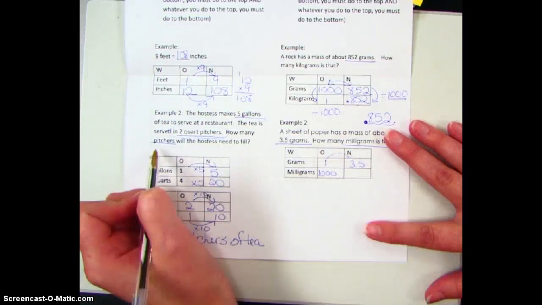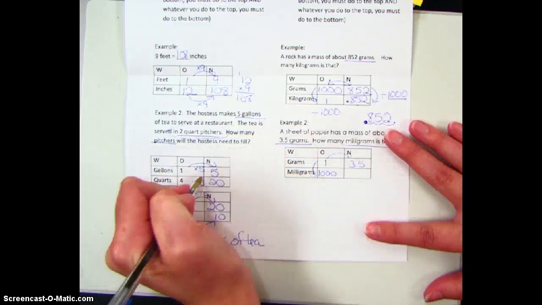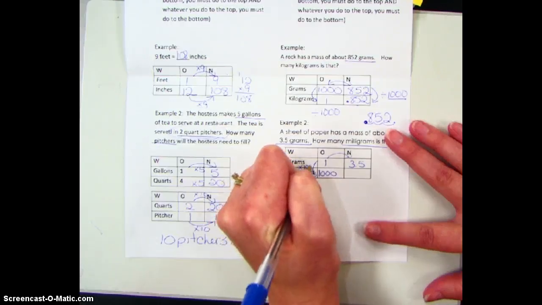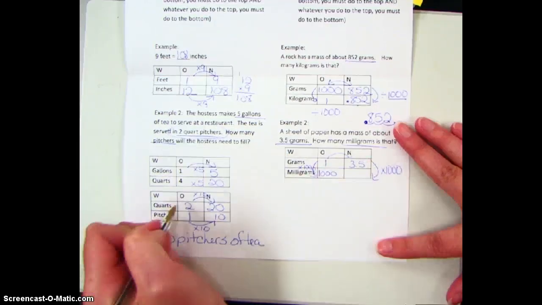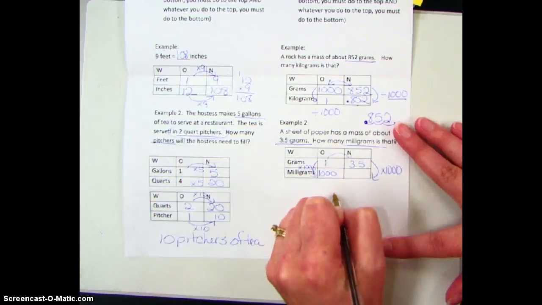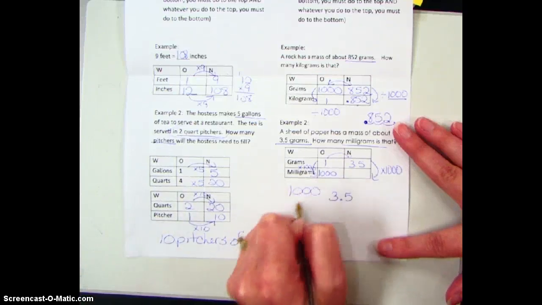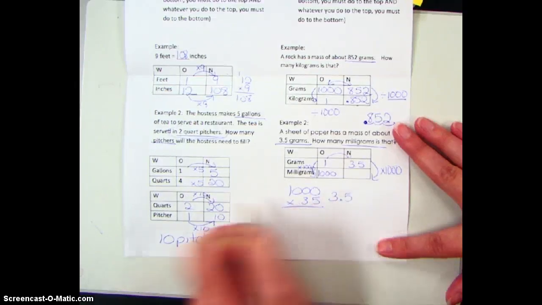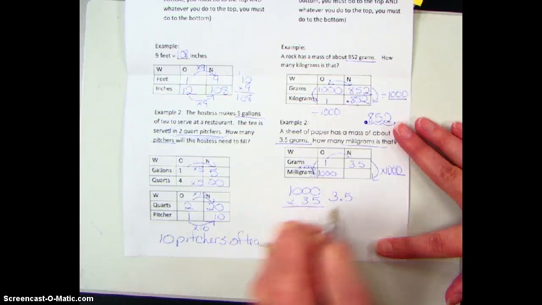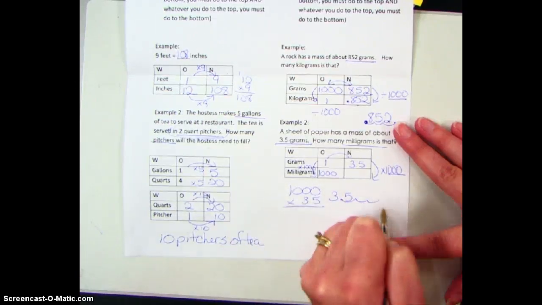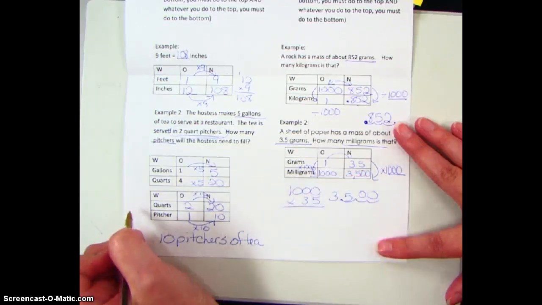I could do it this way. 1 times 3.5 is 3.5. Or I could do it vertically. 1 times 1,000 is 1,000. So I'm going to come down here and I'm going to multiply by 1,000. 3.5 times 1,000 is another decimal movement. Now, do I have to do that? No, I could do 1,000 times 3 and 5 tenths, and I would get my answer. Or I could just move the decimal 1, 2, 3 to the right. And I have 3,500 milligrams.